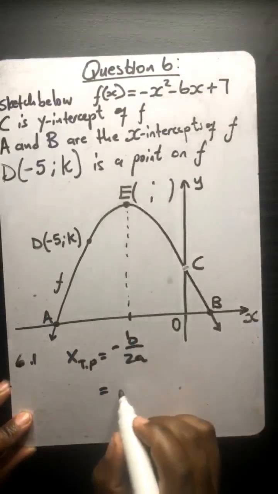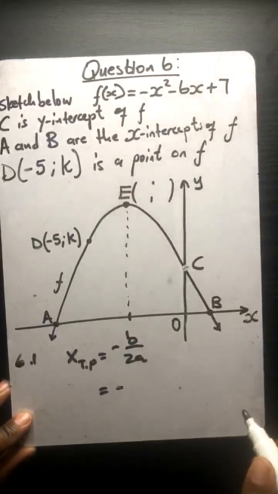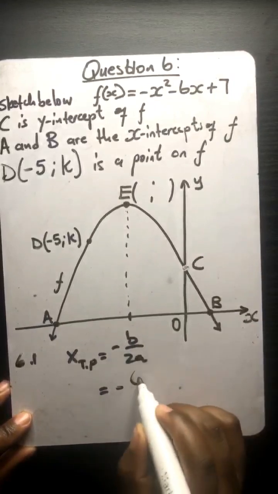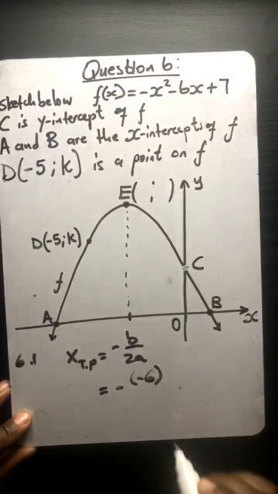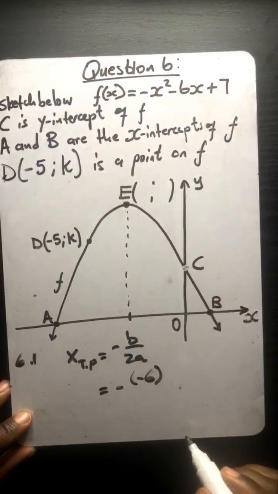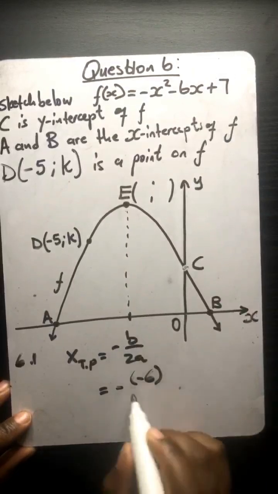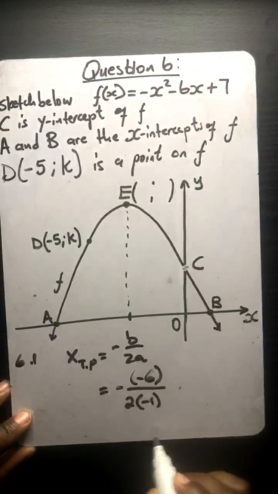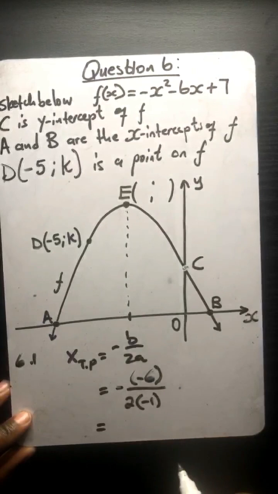So I hear someone saying negative 6, if that's what they said. So our b value is negative 6. You put it inside the brackets because it's a negative value, over 2. What is our a? Is it not negative invisible 1? Then from there, you get an answer.